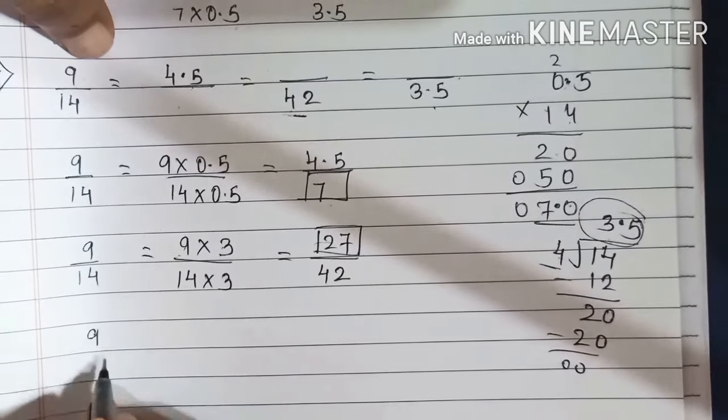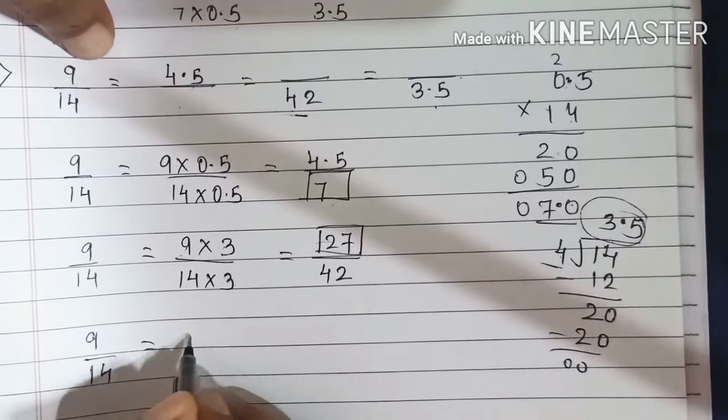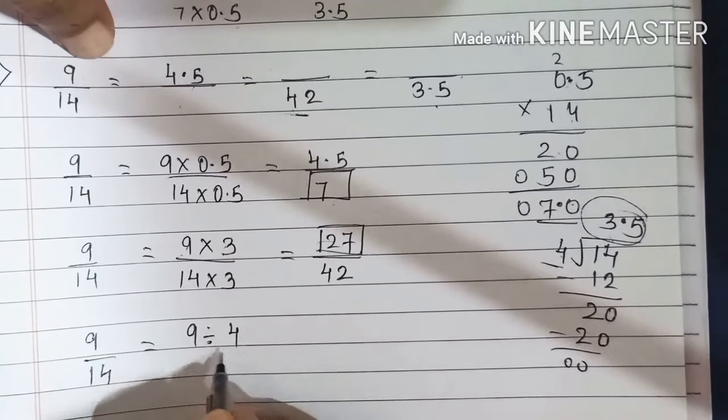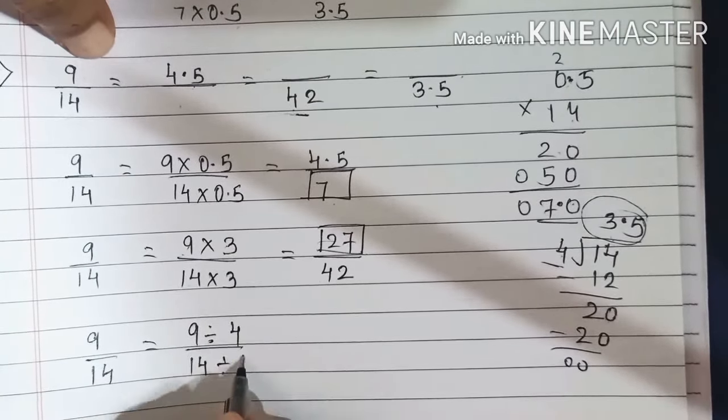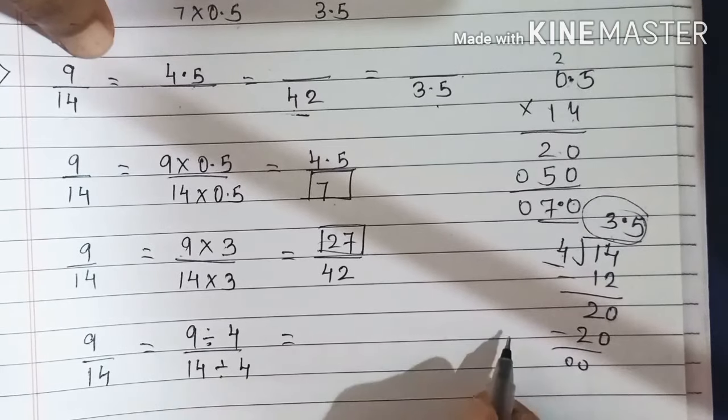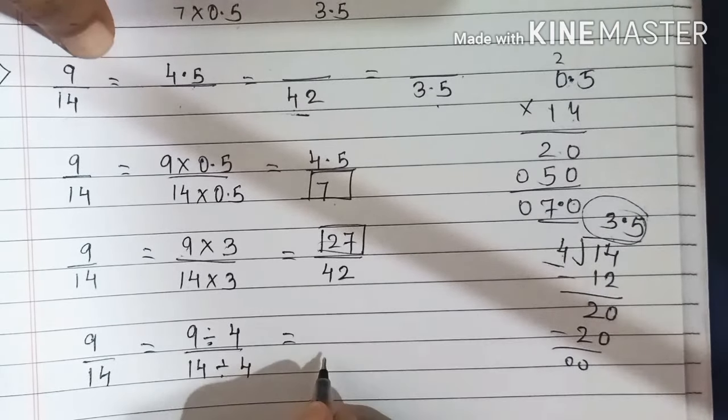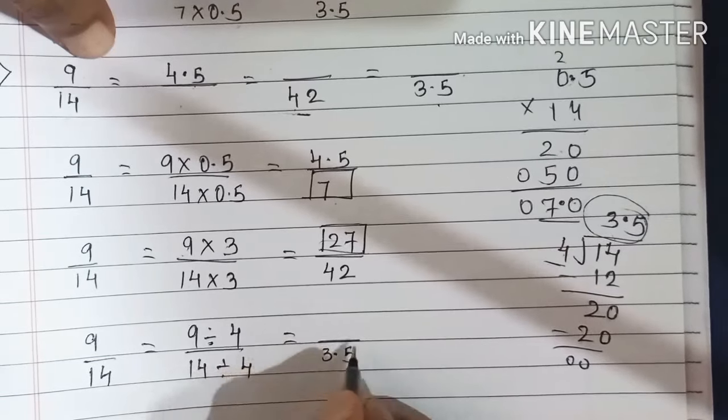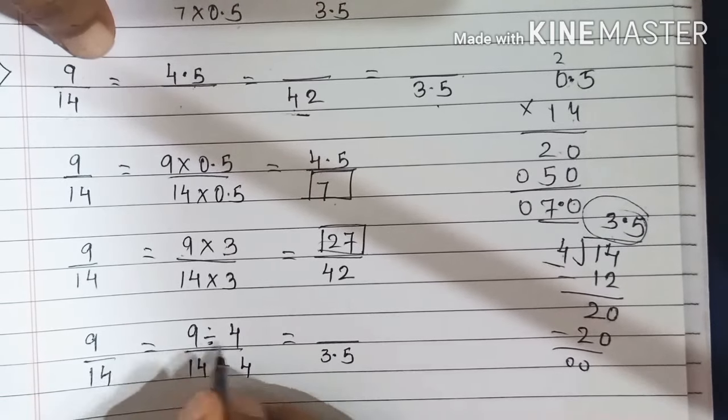So first we will write the ratio and divide the ratio by 4. Here we have already divided 14 by 4, and we will get 3.5 as an answer. The numerator will be 9 divided by 4.